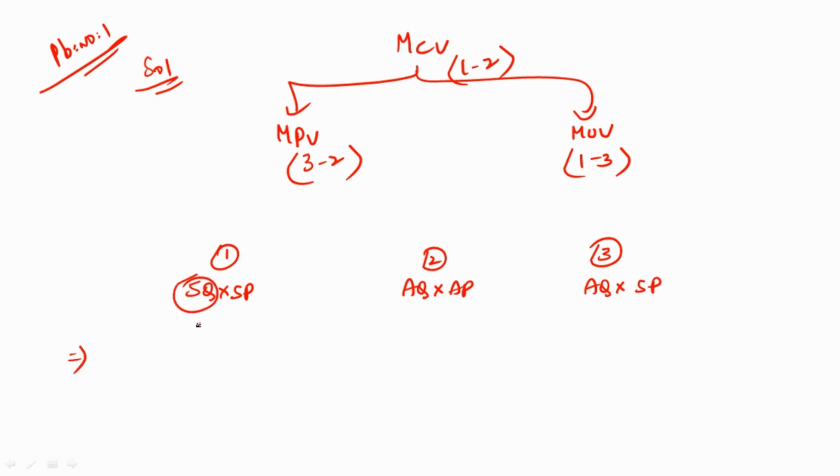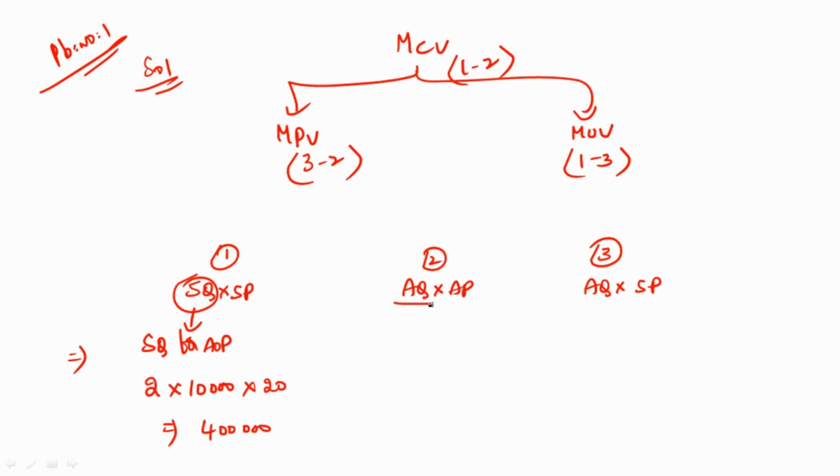What is SQ? Try to recollect. Standard quantity of raw material required for actual output. Now look at the question. What is the standard quantity of raw material that is required? 2 kgs into, for actual output, what is your actual output? 10,000, correct? Into, what is the standard price? Pick it up from the question. 20. So your total answer will be how much? 4 lakhs, right? 4 lakhs.